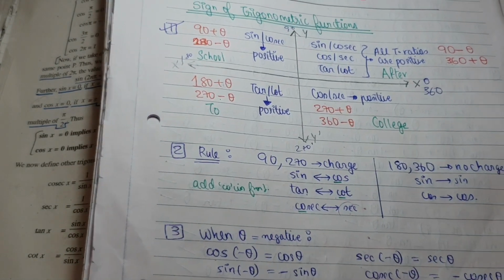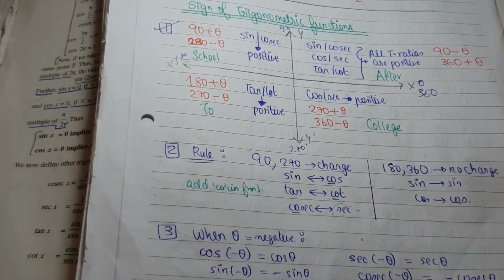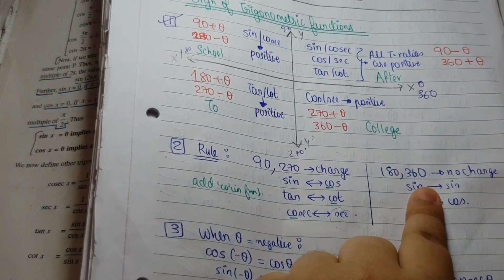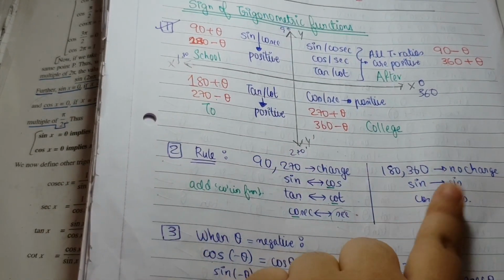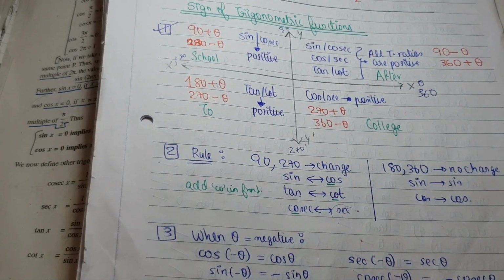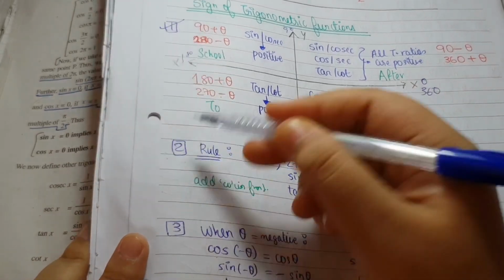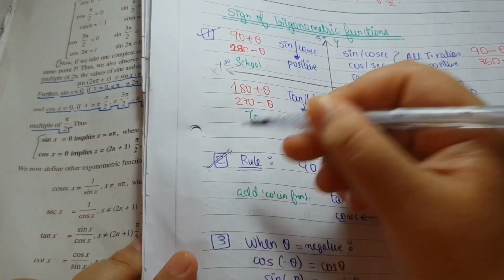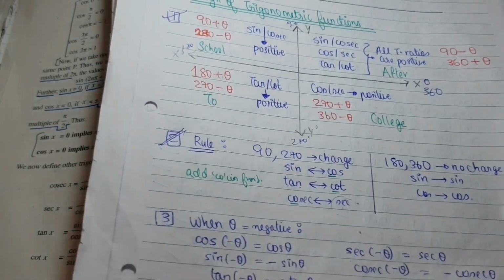Great. But if you have 180 or 360, there's no change at all. That is, if you have this angle, there's no change. Sine becomes sine, cos becomes cos, and so on. There's no change at all. Fine. Second rule understood very well. So when 90 or 270, it changes; 180 or 360, there's no change there.